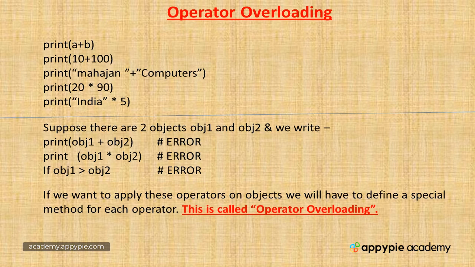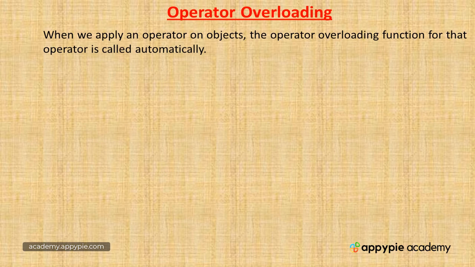Such methods are sometimes called magic methods. This process of having special methods for overloading an operator, such methods are called operator overloading methods, and this feature is called operator overloading. When we apply an operator on objects, the plus operator, minus operator, multiplication, or greater than, less than operator, the operator overloading function for that operator is called automatically.